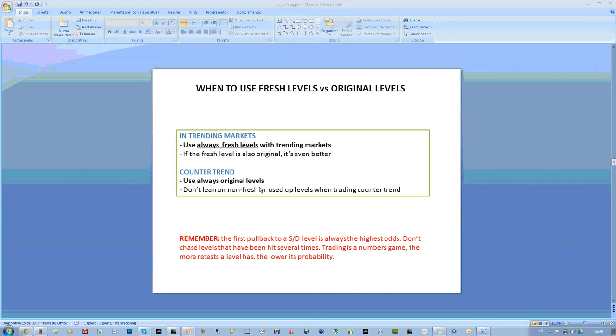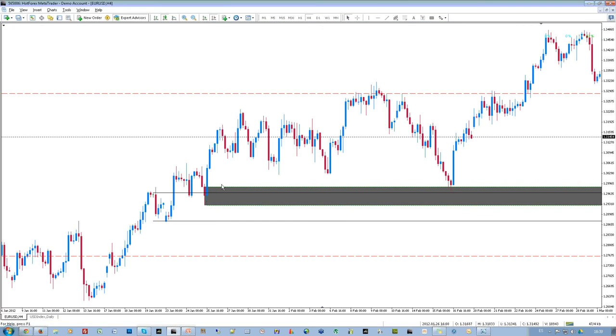Why do we have to look for original areas of demand? Because on a counter trend on our entry time frame, we always use original levels. We do not lead on non-fresh areas. So do we have an original level? Let's see. We draw a horizontal line here.